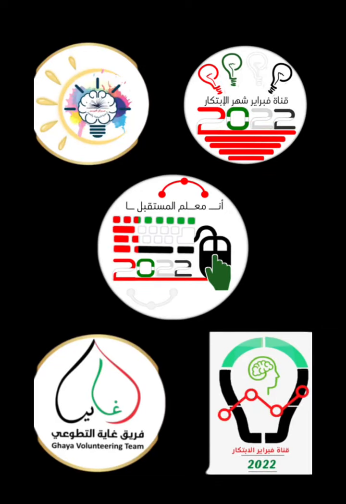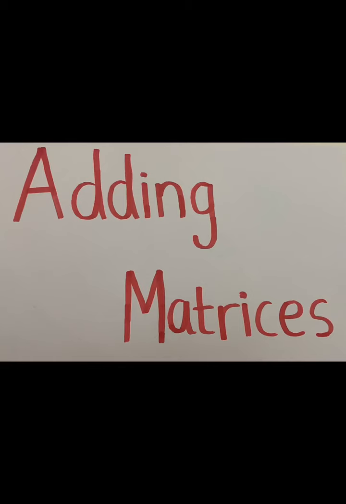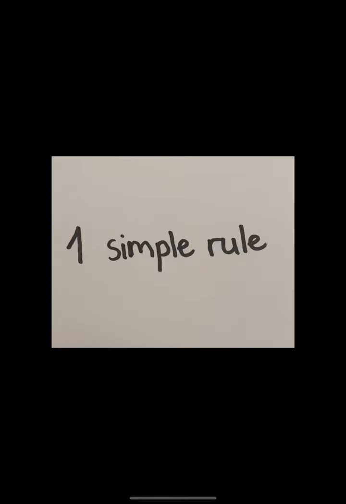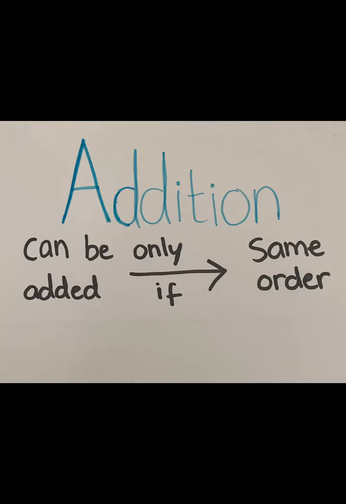I'm 17 years old in grade 12 in Dubai National School, and today I'll be explaining how to add matrices. Before we move on to how they're added, we need to know one simple rule, which is two matrices can be added only if they have the same dimension or the same order. Now I'll show you two examples and you should know if they can be added or not.